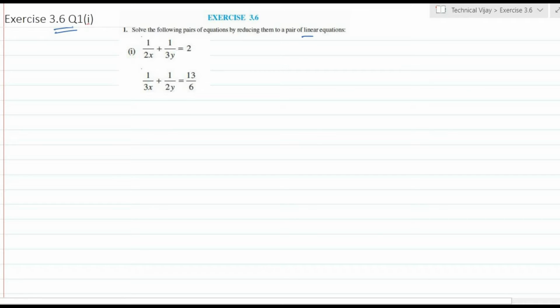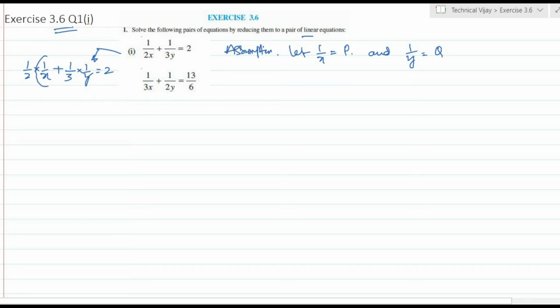Here the x and y variables are in the denominator, so we can make an assumption: let 1 by x is equal to p, and 1 by y is equal to q. So in this way we can write this equation as 1 by 2 into 1 by x, that is, 1 by 2x can be written as 1 by 2 into 1 by x, plus 1 by 3 into 1 by y is equal to 2. Okay, so here 1 by x we have assumed as p, 1 by y we have assumed as q.